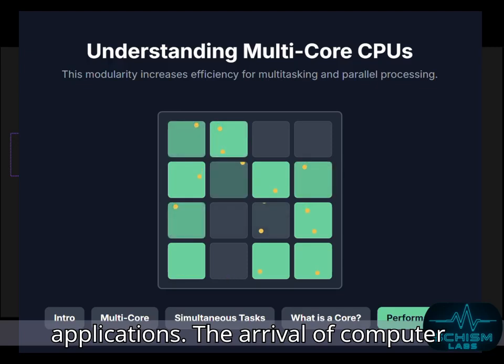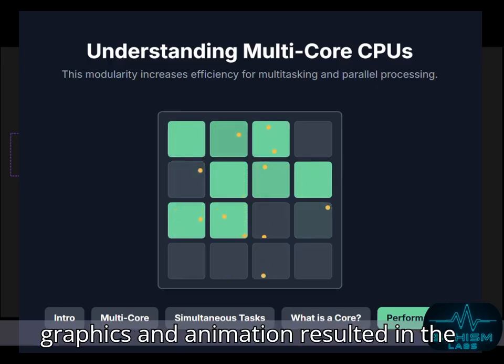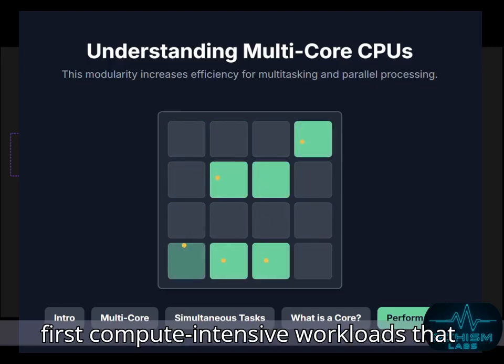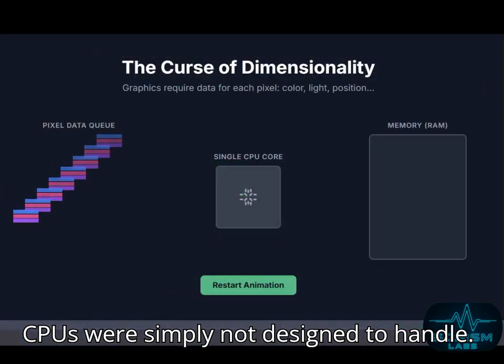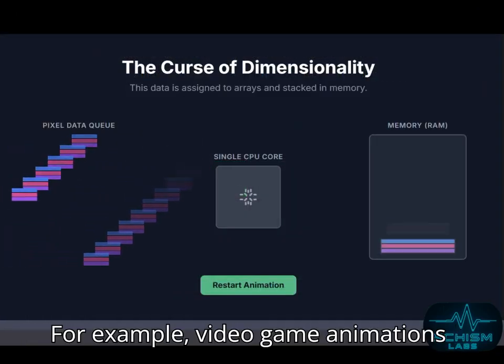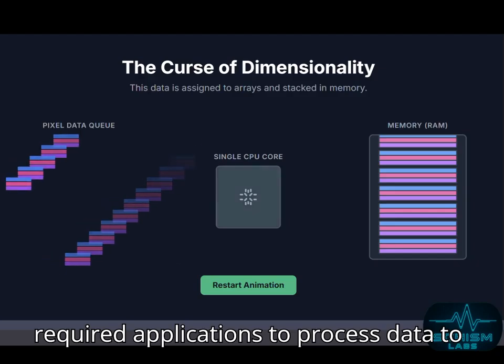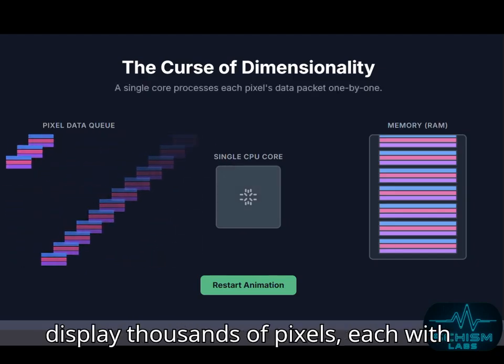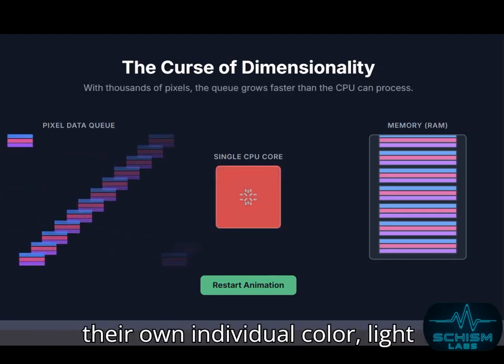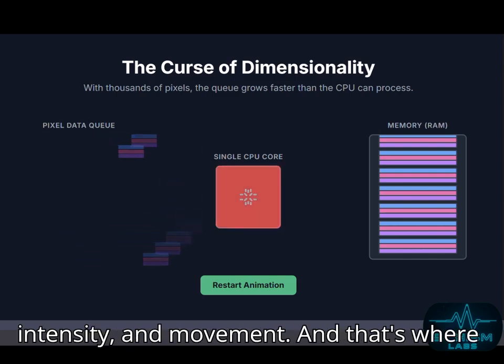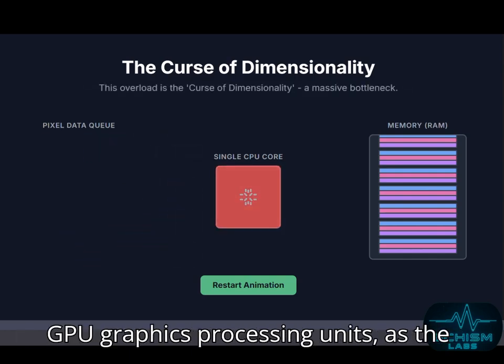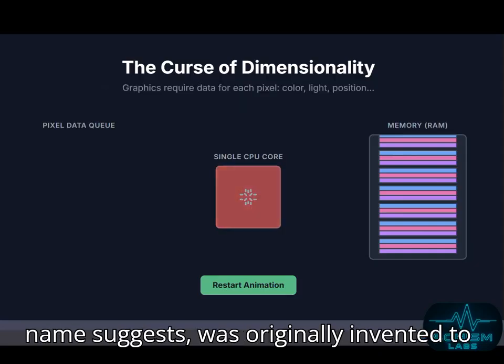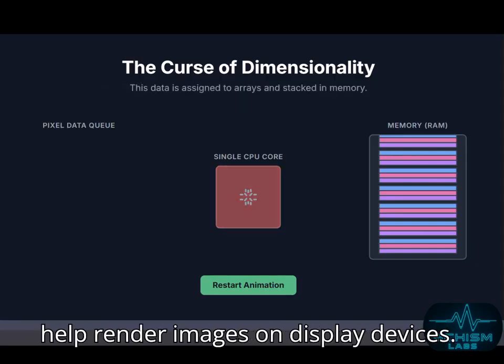The arrival of computer graphics and animation resulted in the first compute-intensive workloads that CPUs were simply not designed to handle. For example, video game animations required applications to process data to display thousands of pixels, each with their own individual color, light intensity, and movement. And that's where the GPU, graphics processing unit, as the name suggests, was originally invented to help render images on display devices.